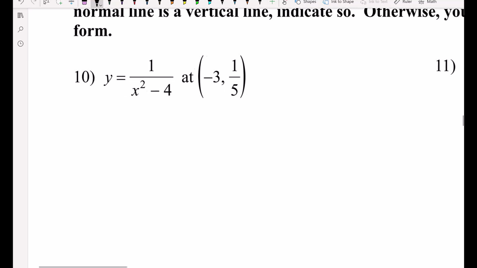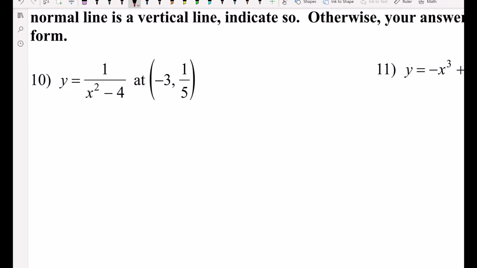So this first function that we're given is a rational function. So in the denominator, we have the g function, and the numerator, we have f. So remember, that's a quotient rule. So the quotient rule says this: g times the derivative of f, so f prime, minus f times the derivative of g, all over the g function squared.